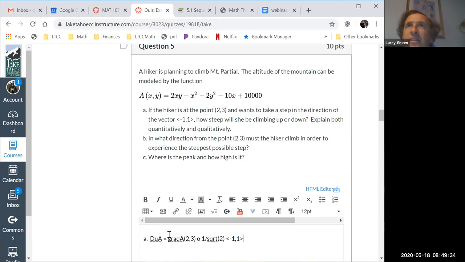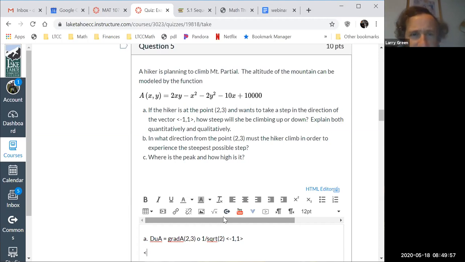And a lot of you, I think you just didn't see that I'm asking for the directional derivative. But that's the whole point of the directional derivative. It tells you how steep it is. So now we just got to compute. We got to find the gradient of a. Well, that's not too bad. I tried not to give you anything that has miserable calculus.